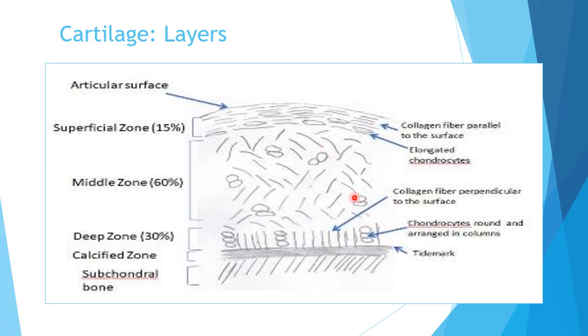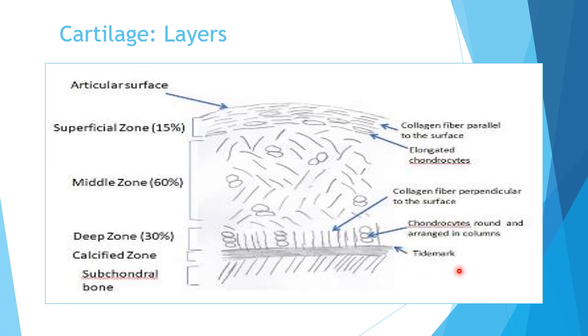We have the middle zone, which is a big zone in between, transition zone between the superficial and the deep. And then there is the tide mark, which comes over the calcified zone. So the calcified zone is the fourth layer, and there is something called the tide mark. The tide mark separates between the deep zone and the calcified zone. The tide mark is seen only in the articular cartilage.